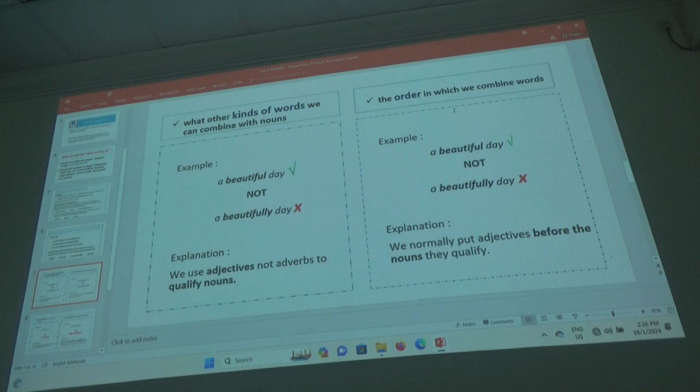The order in which we combine words. Example, a beautiful day, not a beautifully day. Or you don't say a day beautiful. No. I don't know, in some of our languages, we put the adjective after the noun.